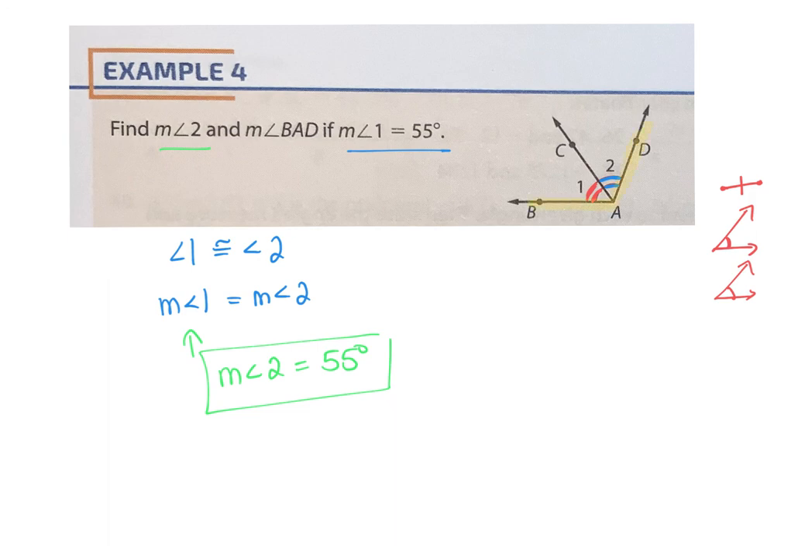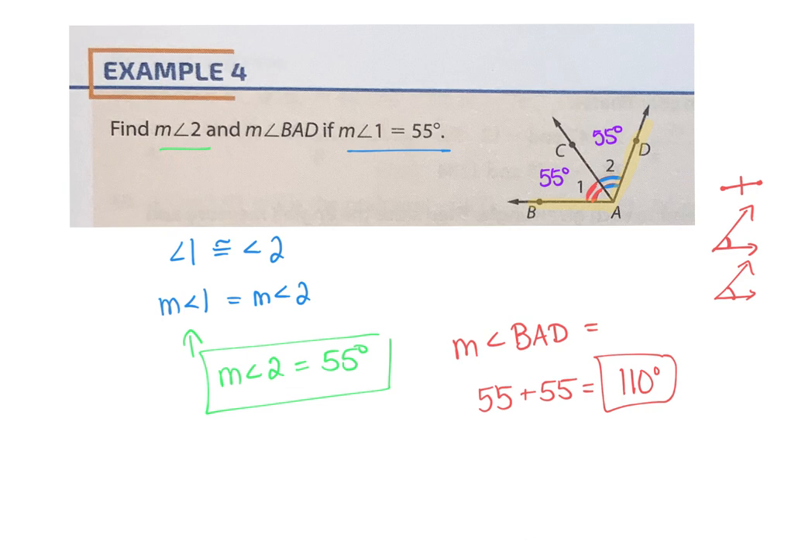That's the whole thing. Well, let's look at what we have. They told us angle 1 is 55. We figured out that angle 2 is 55 because we know they're congruent. So how do we find the measure of the whole? We add them up. So the measure of angle BAD should equal 55 plus 55. What's the measure? 110 degrees.